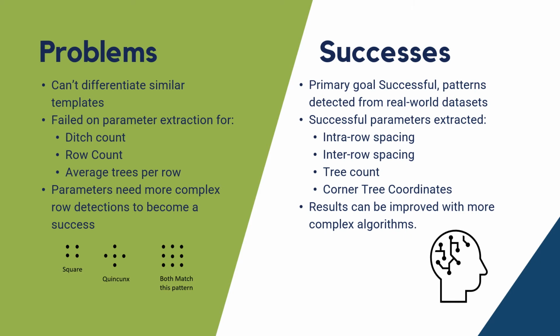So we can conclude that the template matching approach was successful in the primary goal and partially successful in the secondary goal, extracting 4 of 7 parameters. It faces problems when dealing with similar templates that both match to the dataset, as you can see with the square and quincunx patterns both matching a square pattern. However, this was accounted for using penalization of the most common patterns, and there is a lot of room for improvement using more complex template matching techniques and row detection algorithms.